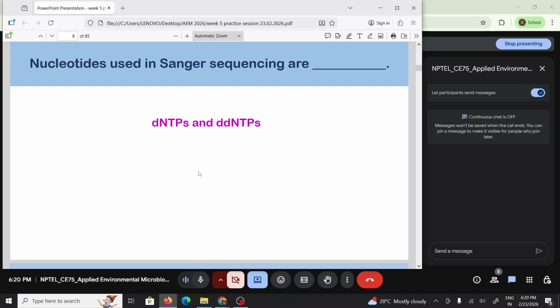Because of that, what happens? This prevents further chain elongation. The next nucleotide cannot come and bind to the chain through this sugar because of the lack of the hydroxyl group here. That is where your chain termination happens. All the three questions that we saw now about Sanger sequencing are based on the use of ddNTPs, or the dideoxynucleotides.